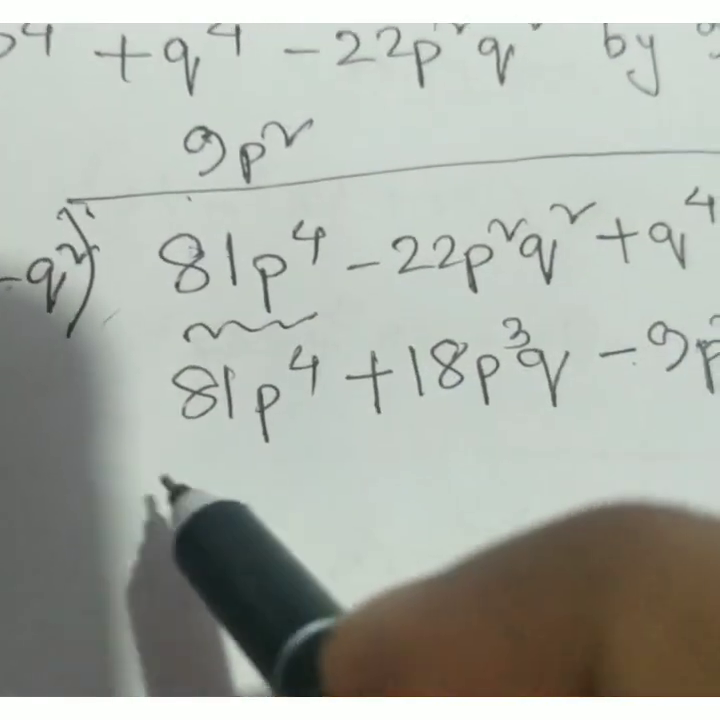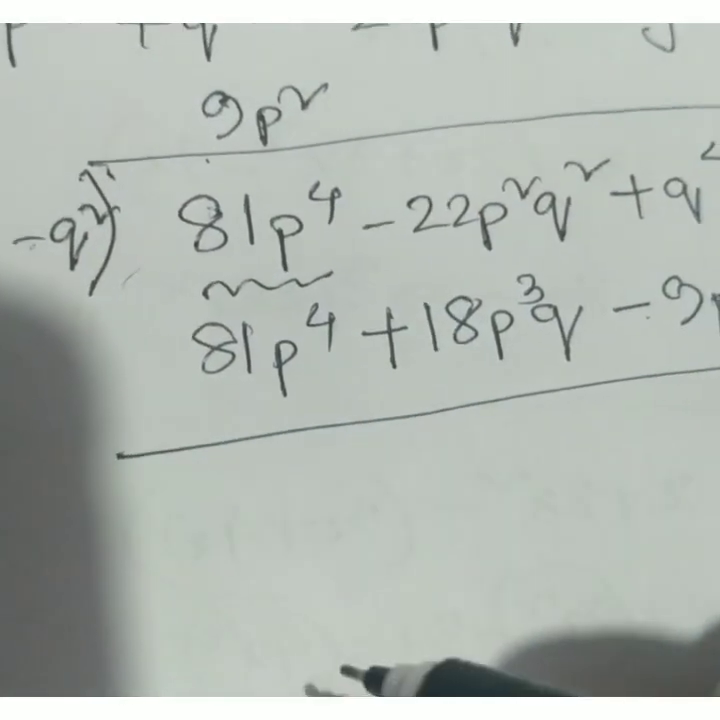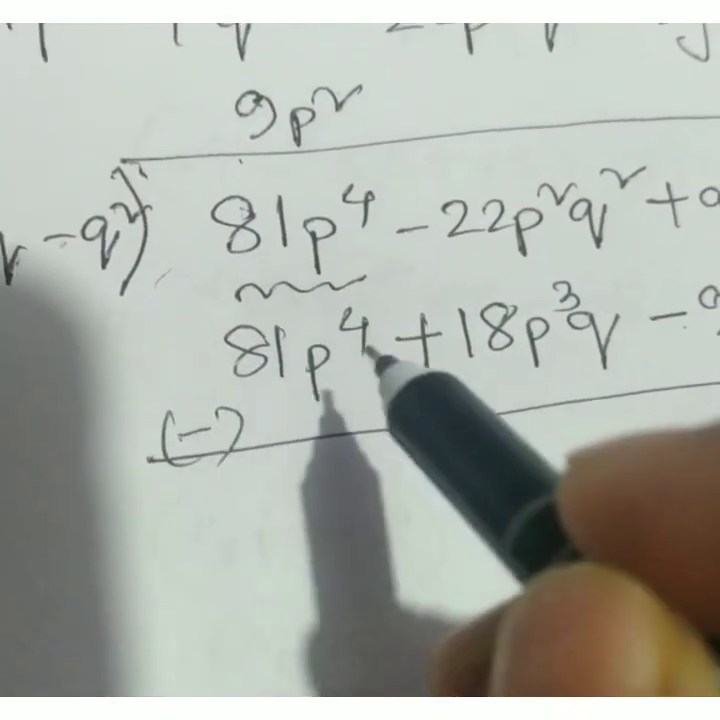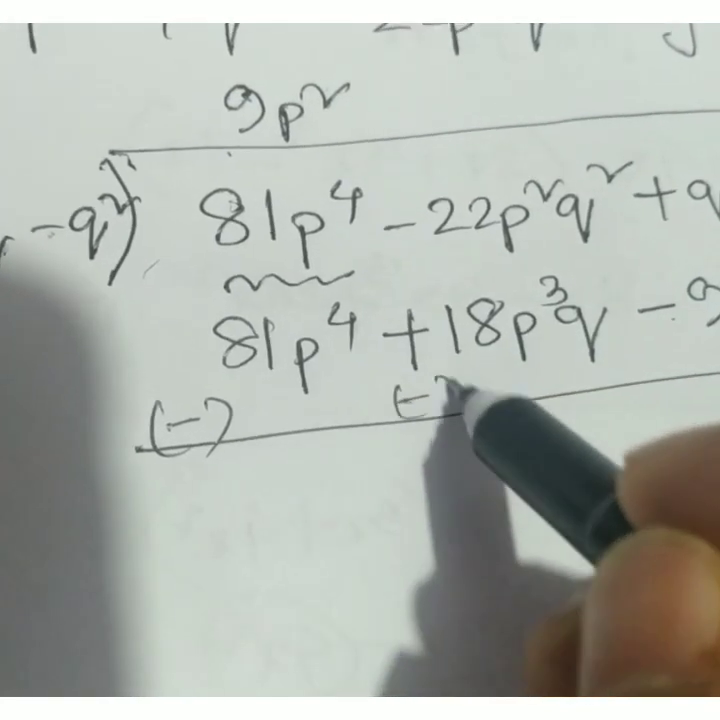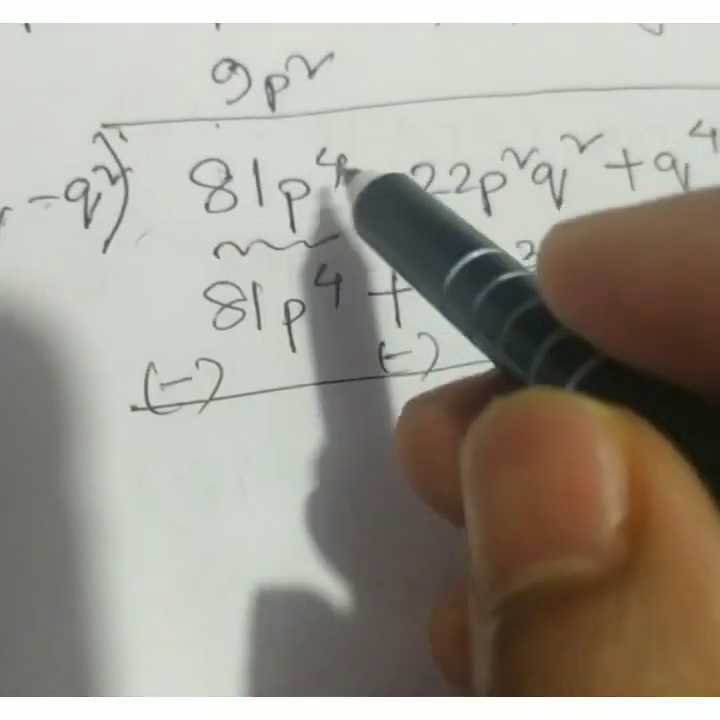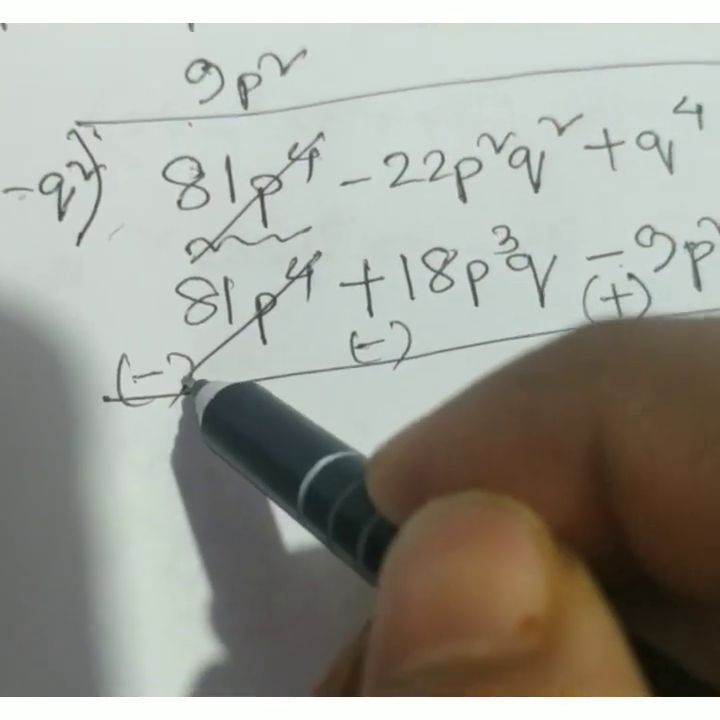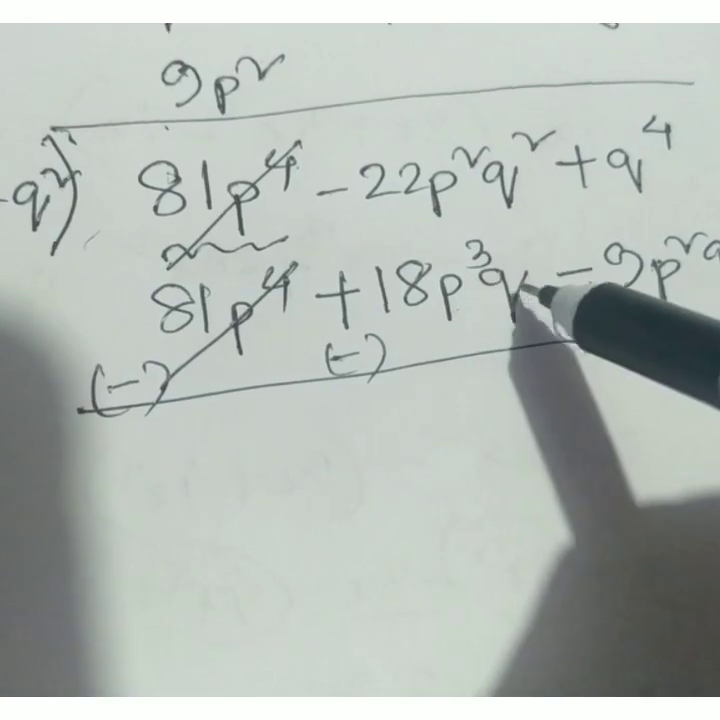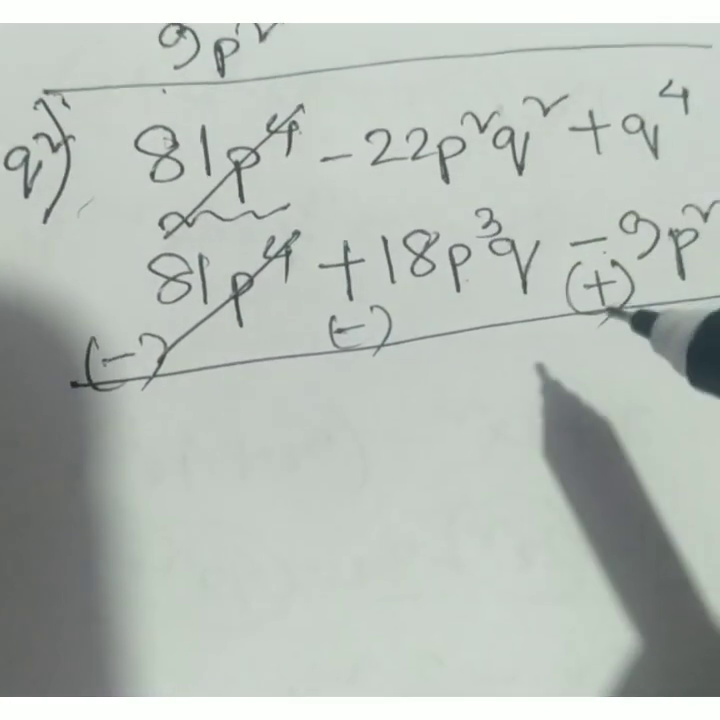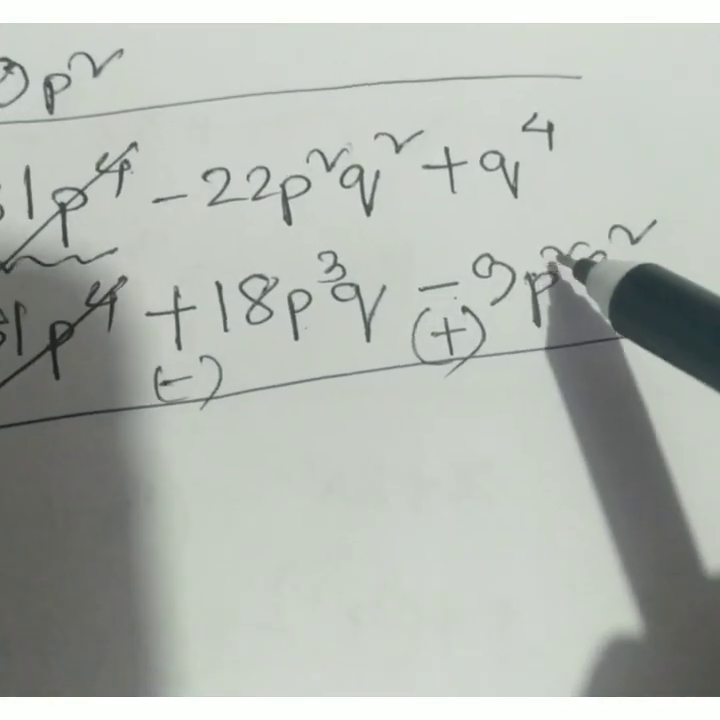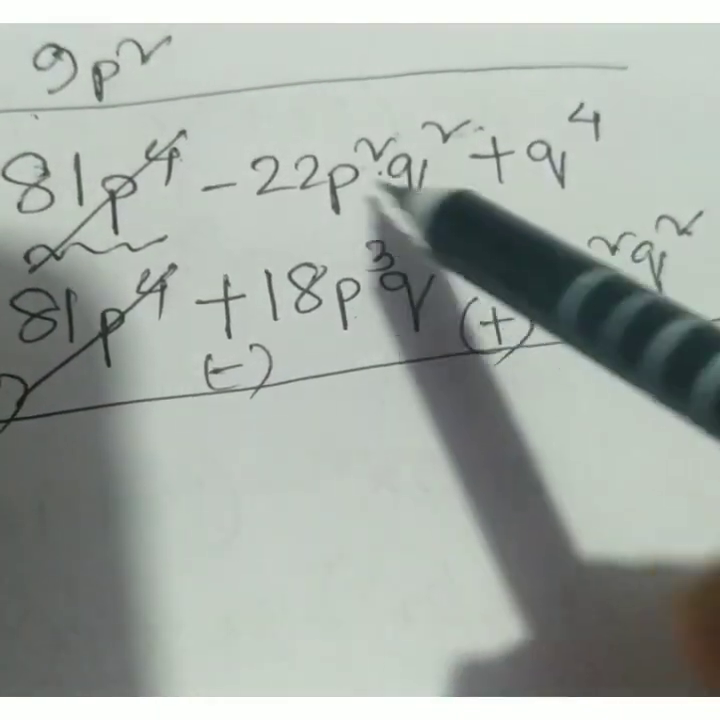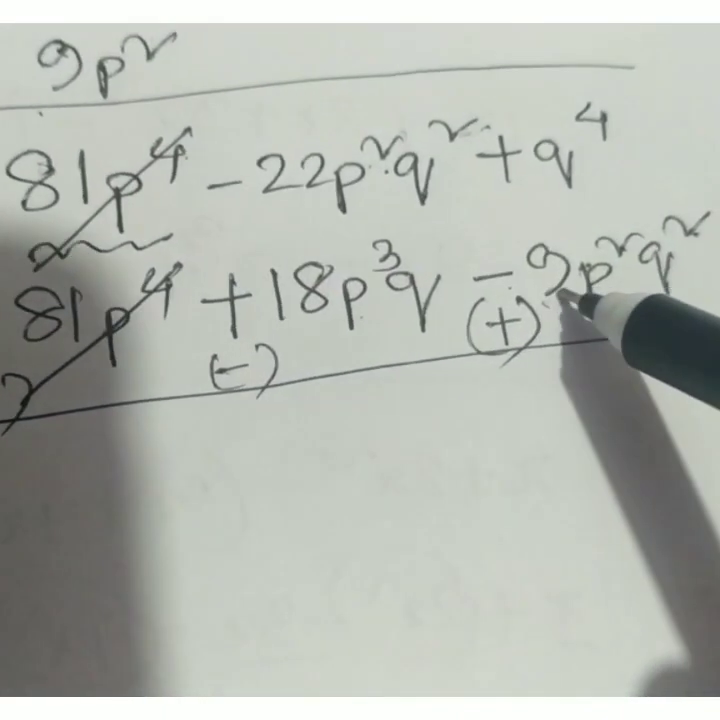Okay. Then we draw the line. Here there is no sign, so it will be a minus. Here there is a plus sign, minus. Here there is a minus sign, so it will be a plus sign. So 81p⁴ gone. Now p³q, I cannot add with p²q² because the power is different. But if you see the next term, it has p²q², it also has p²q². So we can add these two up.